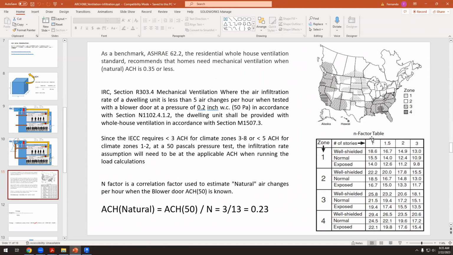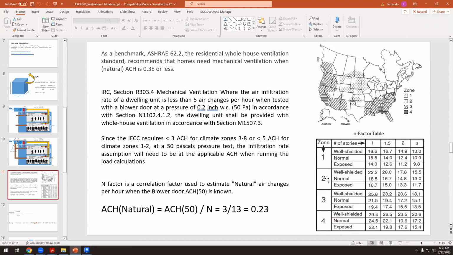And then we have the N factor table. This is number of stories. So we have 1, 1.5, 2, or 3. What if we have a high-rise building? Well, this is in a different category. Okay, so we have 1, 2, 3 floors, and that's fine. So our building has 1 floor.